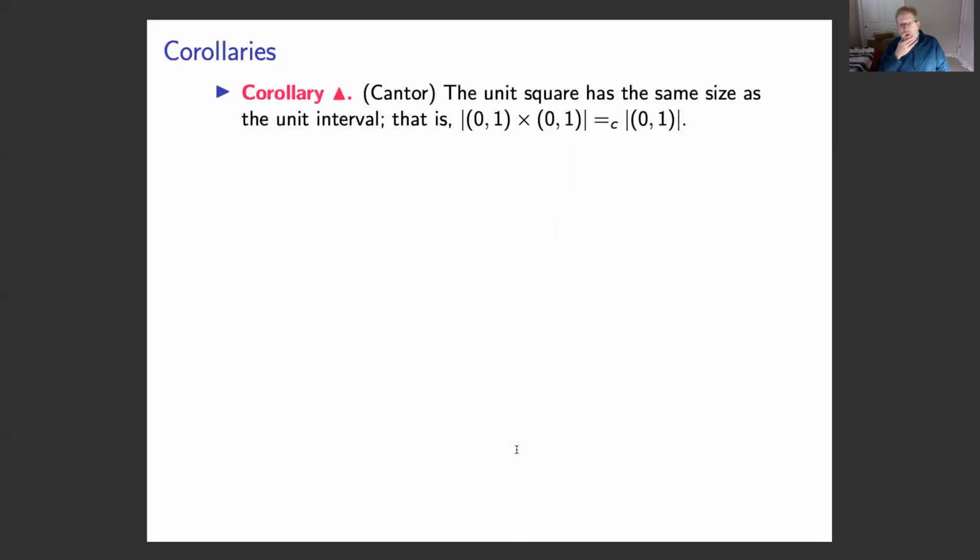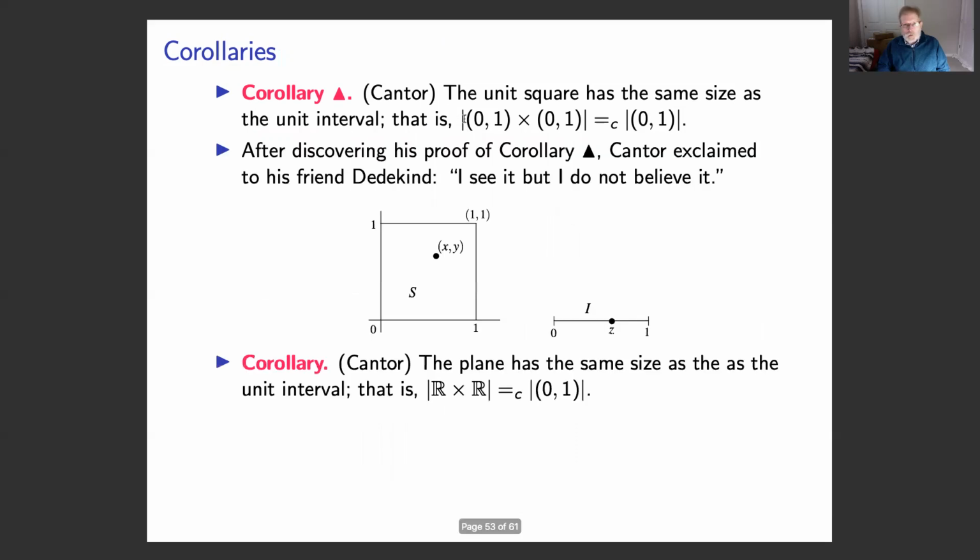Now let's look at some corollaries of this result. This is a surprising result, at least it was initially. Now it's not so surprising to mathematicians anyway. It says the unit square has the same size as the unit interval. What? This is a corollary of the Schroeder-Bernstein theorem, I might add, and here's a picture of it.